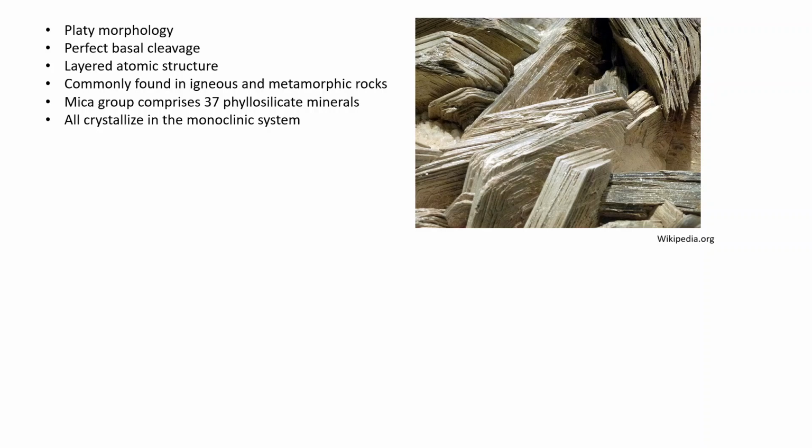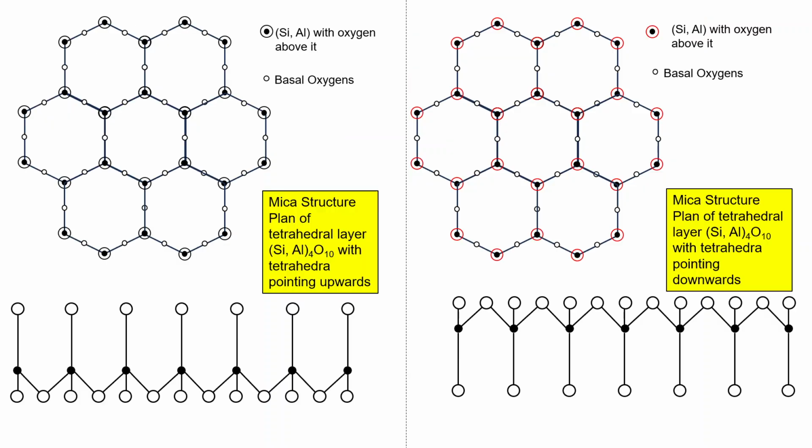And as I had told you previously, the mica group doesn't have a single composition, but has a range of compositions, and therefore the mica group comprises 37 phyllosilicate minerals. Interestingly, all of them crystallize in the monoclinic system. Okay, so you should remember this, that whatever the composition of a mica mineral, three things will be common: platy morphology, perfect basal cleavage, and crystallization in the monoclinic system.